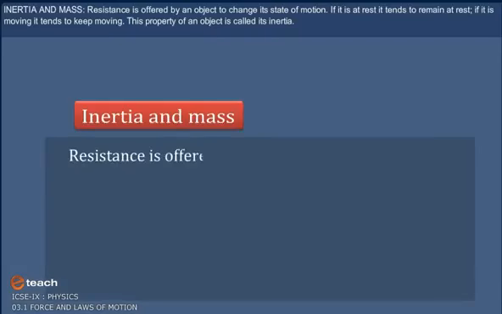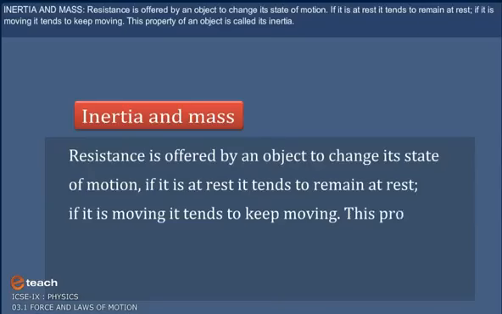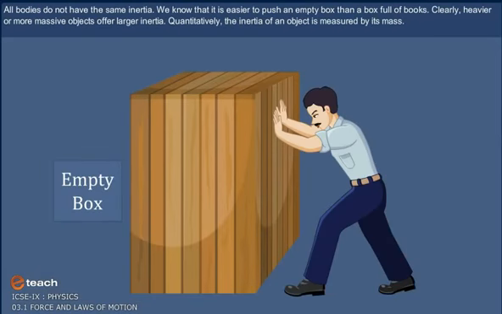Inertia and mass. Resistance is offered by an object to change its state of motion. If it is at rest, it tends to remain at rest. If it is moving, it tends to keep moving. This property of an object is called its inertia. All bodies do not have the same inertia.